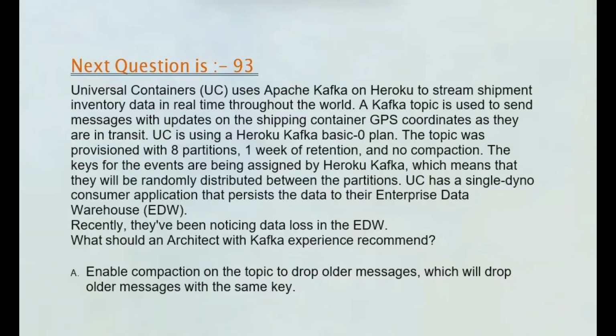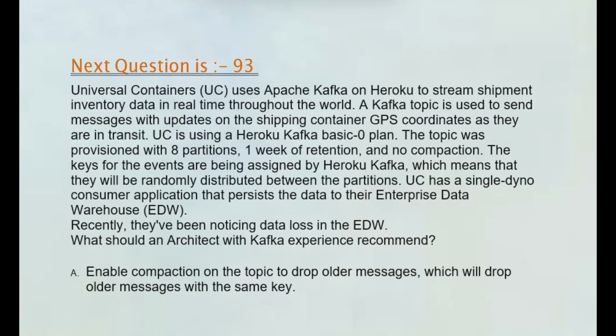Question: Universal Containers (UC) uses Apache Kafka on Heroku to stream shipment inventory data in real time throughout the world. A Kafka topic is used to send messages with updates on the shipping container GPS coordinates as they are in transit. UC is using a Heroku Kafka Basic Zero plan. The topic was provisioned with 8 partitions, 1 week of retention, and no compaction.